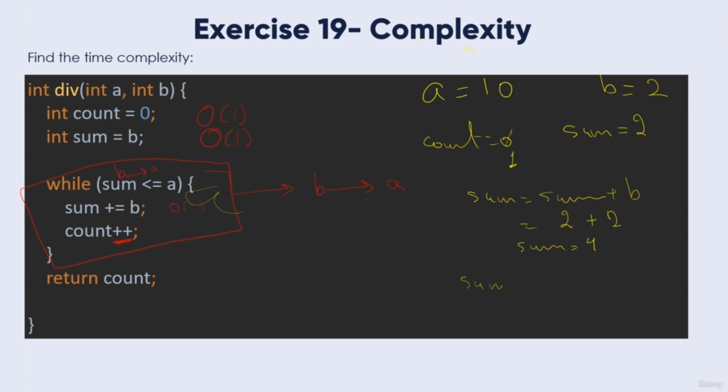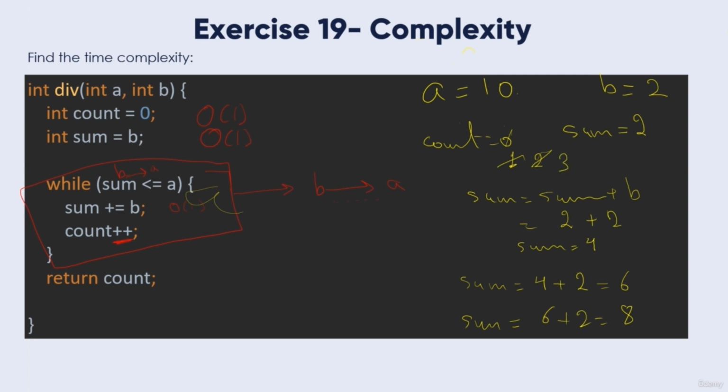The new sum is equal to the old sum, which is 4, plus 2, since b equals 2. It is equal to 6. Count is increased by 1, becoming 2. Going up, 6 is less than or equal to 10. Yes, go again. The new sum is 6 plus 2, equal to 8. Count equals 3 now.